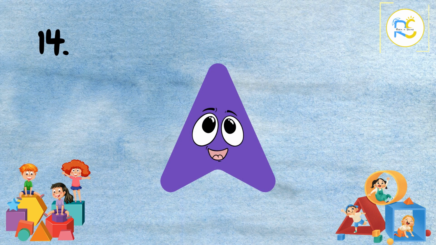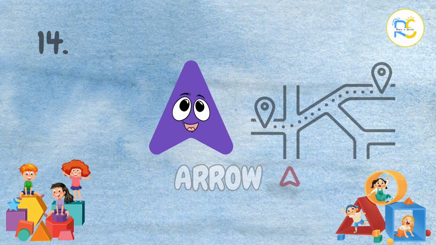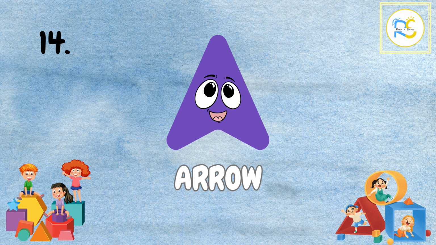Next, we have a shape that shows us where to go. It's called an arrow. Arrows help us find directions on maps or in signs. When you need to know where to go, just follow the arrow. Say arrow with me. Now, let's spell it, A-R-R-O-W.